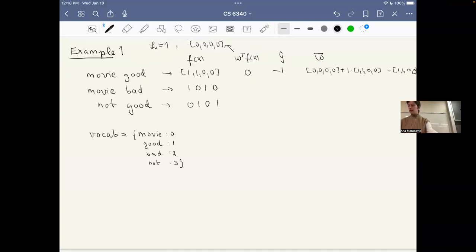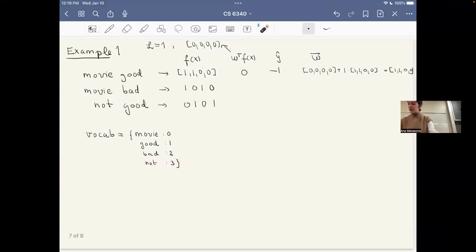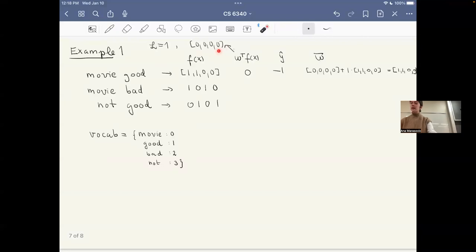Excuse me, I need to start over. We are going to set our weight vector to be all zeros. The dot product between this vector and a vector of all zeros is obviously always zero, which means our decision will be that this is a negative review. Movie good is what kind of review? Positive. So here we made a mistake.